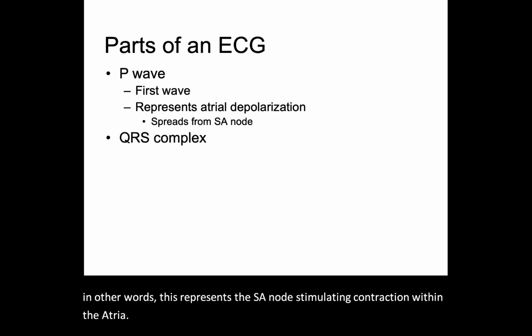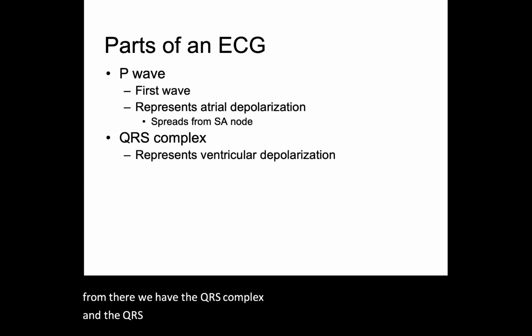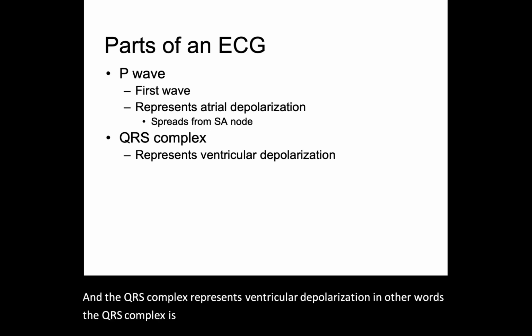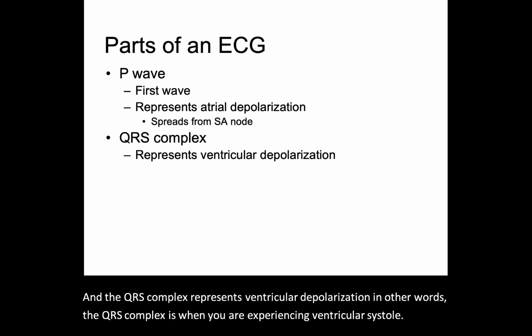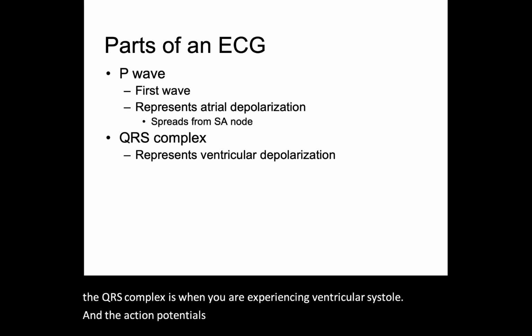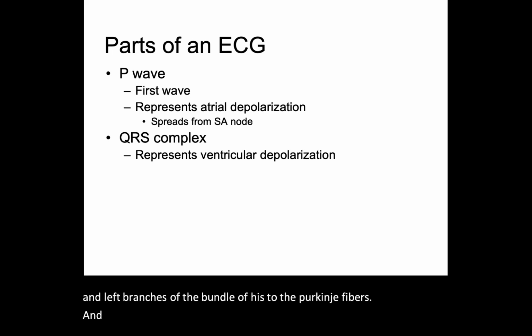From there, we have the QRS complex, and the QRS complex represents ventricular depolarization. In other words, the QRS complex is when you are experiencing ventricular systole, and the action potentials have moved from the bundle of His to the right and left branches of the bundle of His to the Purkinje fibers, and the cells have depolarized, which is going to lead to contraction.